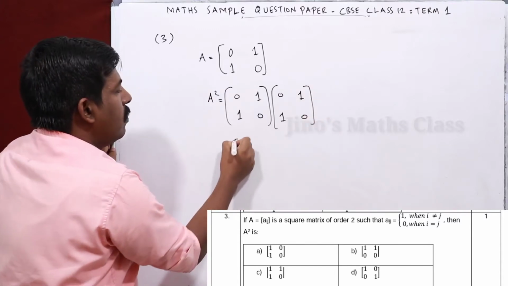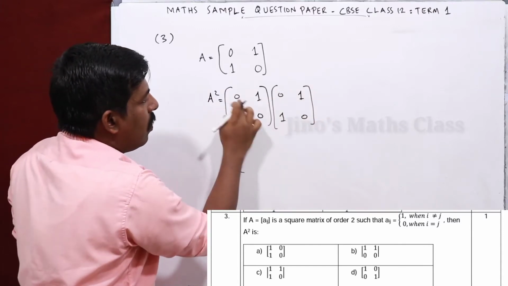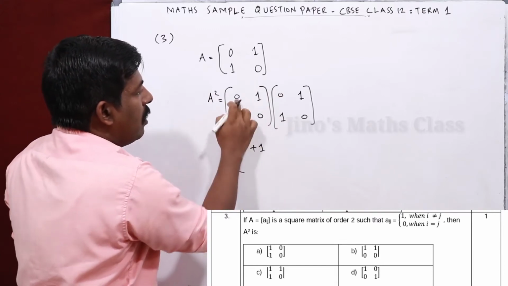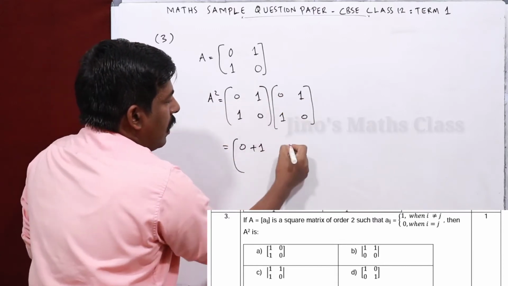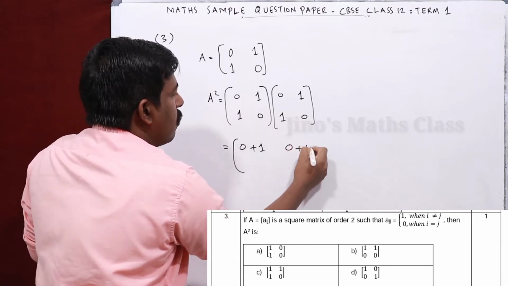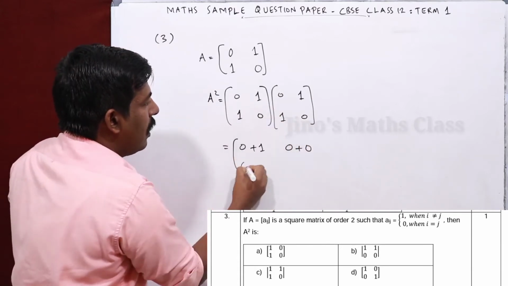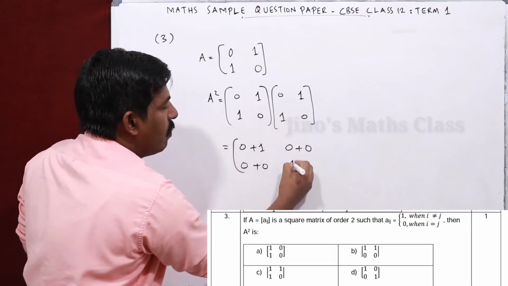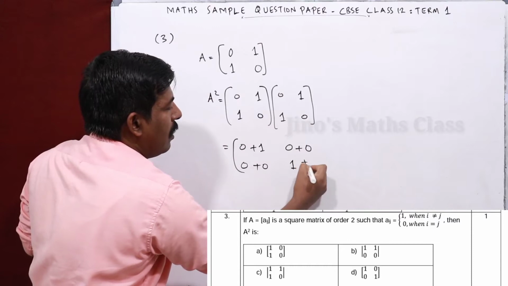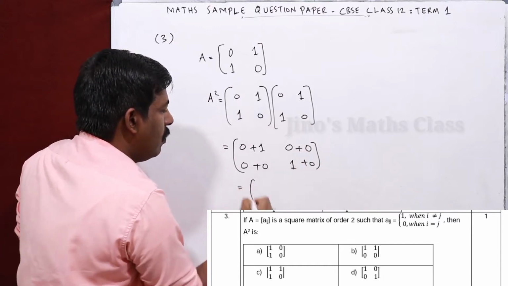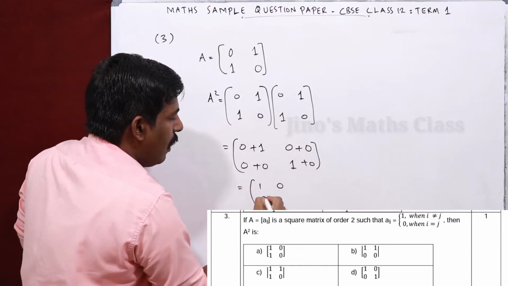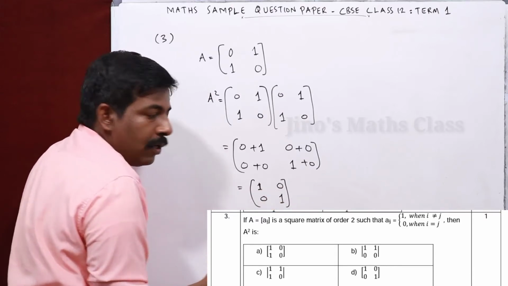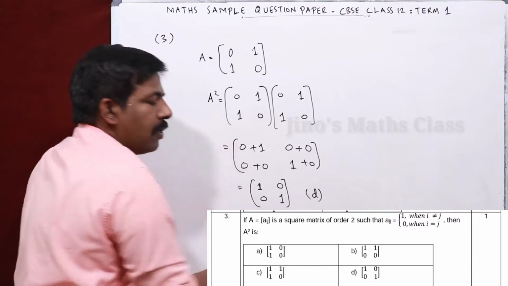So when we multiply the first row with the first column, 0 with 0 is 0, 1 with 1 is 1, correct. And then here it is 0 with 1, that is 0, 1 with 0, that is also 0. Here 1 with 0, that is 0, 0 with 1, that is also 0. Here 1 with 1, we will get 1, and 0 with 0, that is 0. So that is equal to 1 0 0 1. So here we are getting an identity matrix as the answer. So option D is the correct answer.